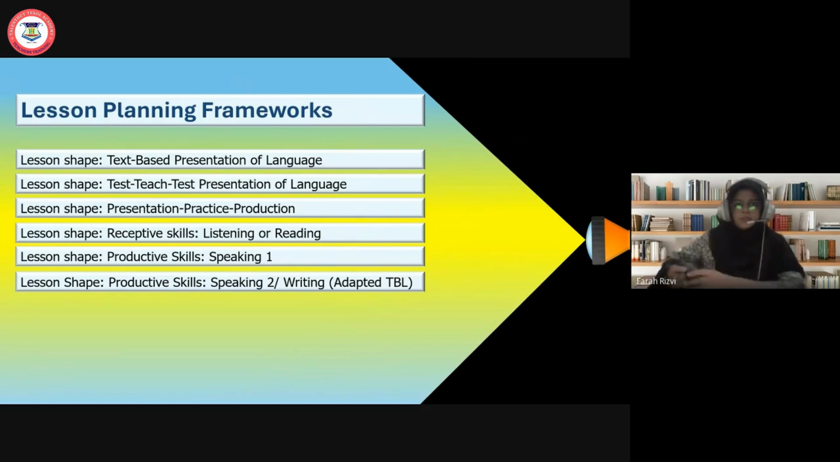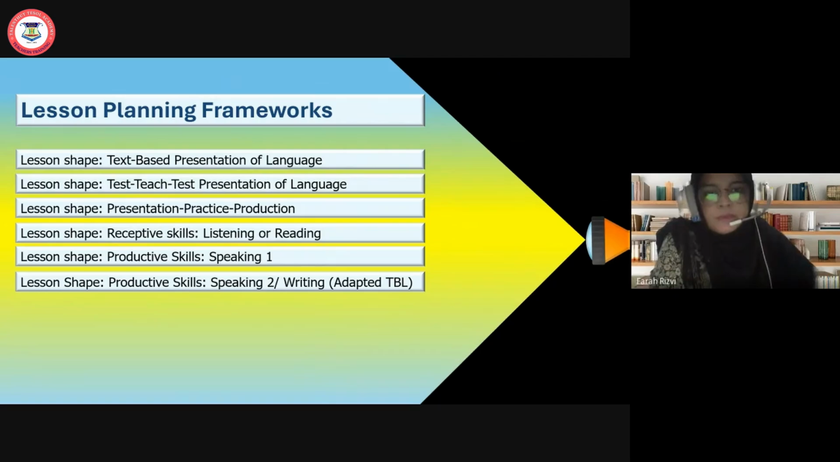Test-based presentation of language, test, teach, test, presentation of language, and presentation, practice, and production. These are three lesson frameworks. Test-based presentation of language means if you are going to teach vocabulary and if you are going to teach grammar, you are going to pick this lesson plan.